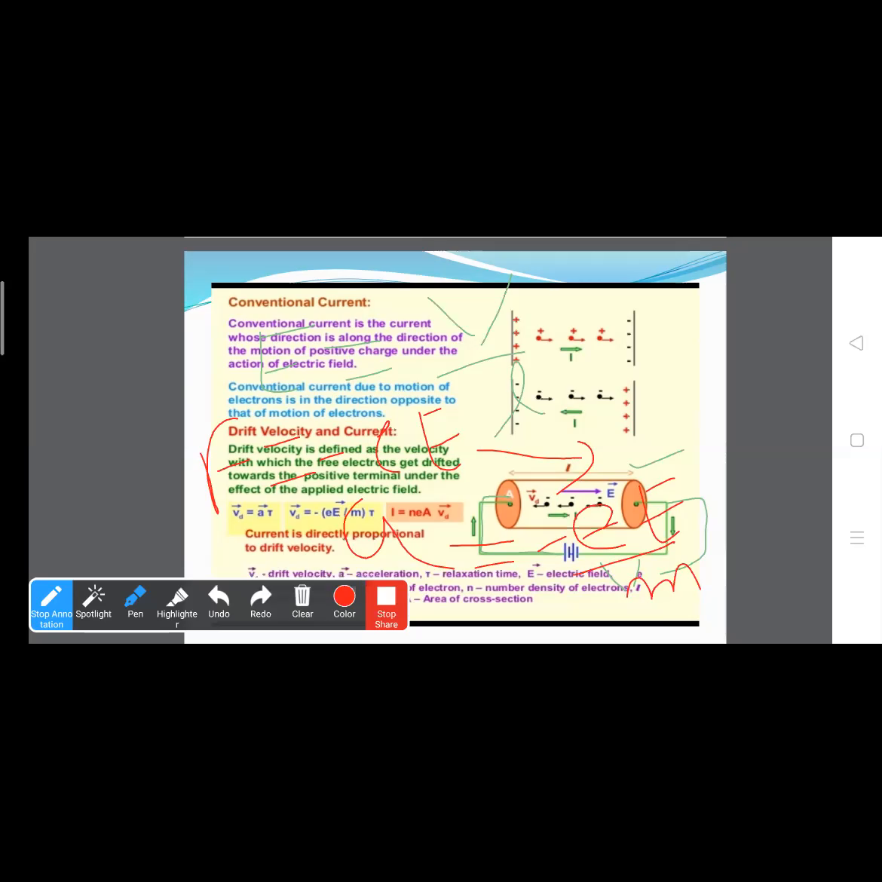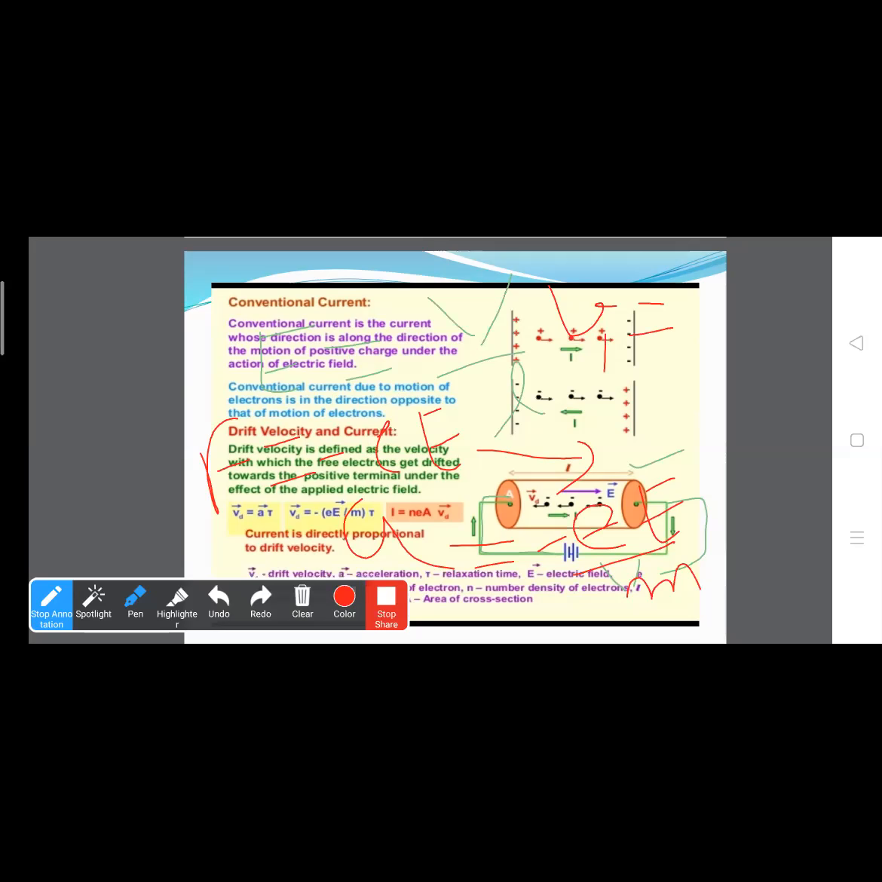Because they are heavy and tightly bound in the metal, so they cannot move. Clear? So the acceleration of each electron is given by a equal to minus eE upon m. Now at any instant of time, the velocity acquired by an electron is given, from the first equation of motion, by v equal to u plus at.